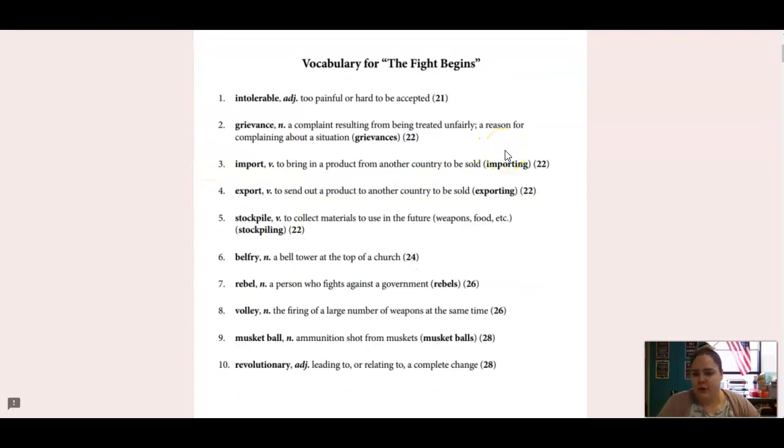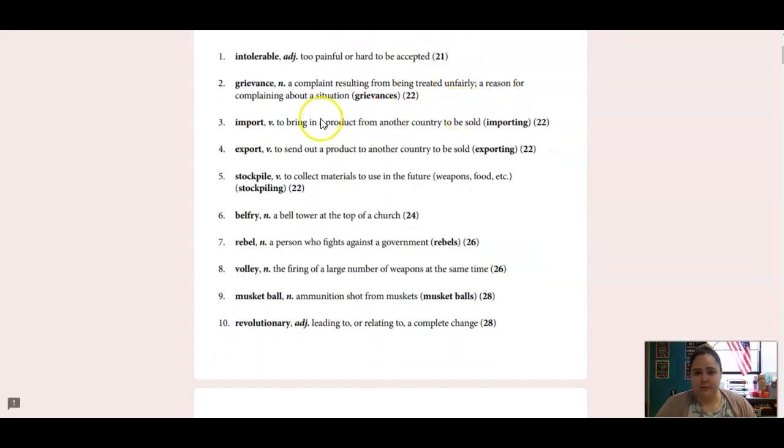So your first vocab word is intolerable, and that means too painful or hard to be accepted. So that prefix in means not, and then tolerable means you can accept it. So not tolerable. Intolerable means you can't accept it. It's too hard to accept.